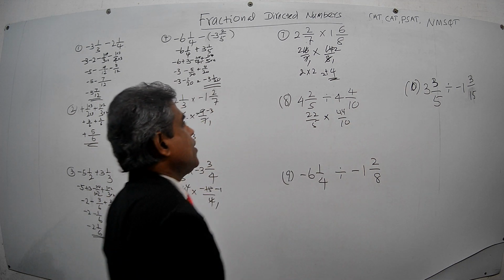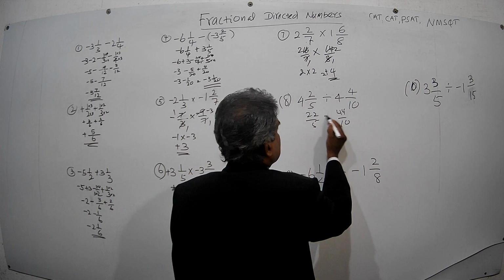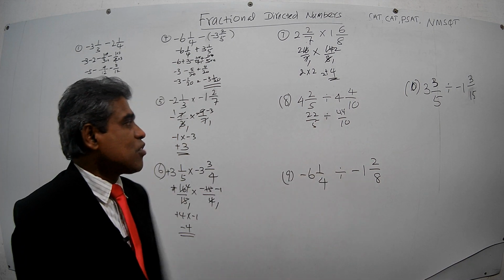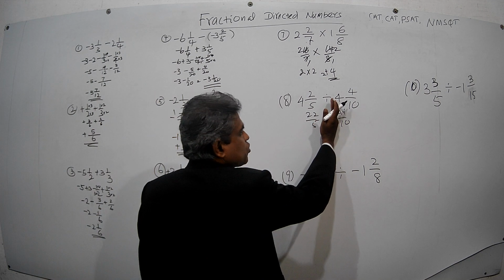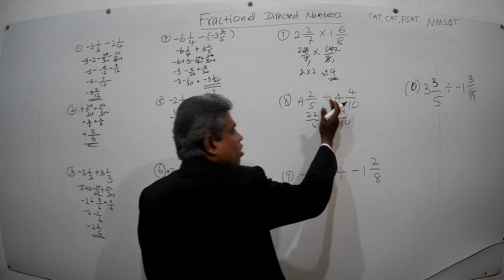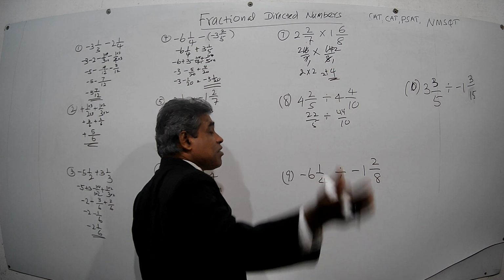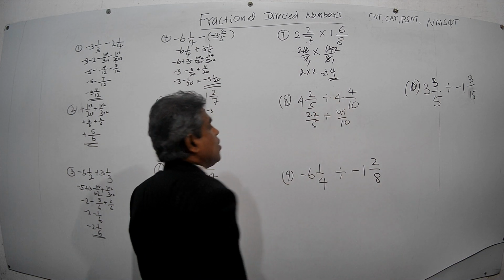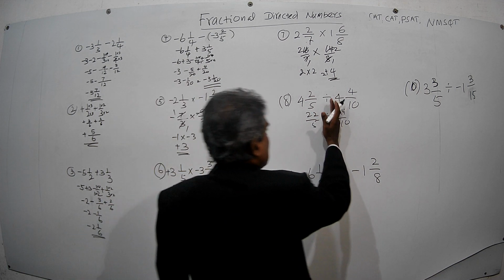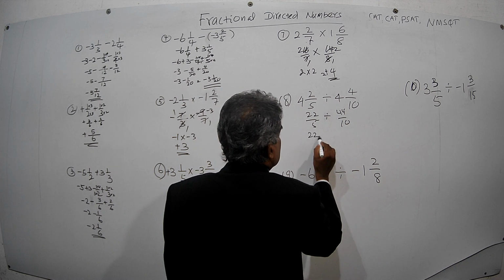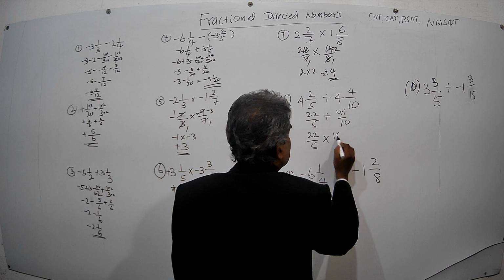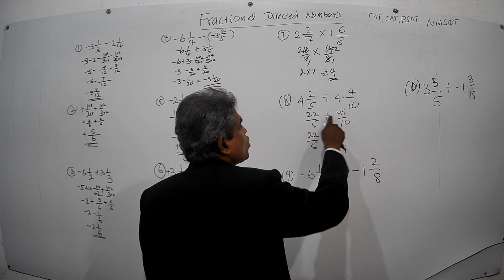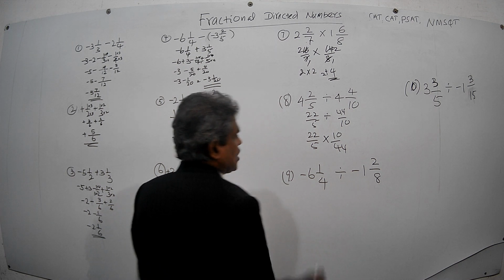Right, now it is division. Now you have to convert this division into multiplication. To convert division into multiplication, you turn the fraction after the division sign upside down. Turn this upside down, right? Then 22 over 5 times 10 over 44. I turned the fraction after the division sign upside down to convert this division into multiplication. That's what I did in this step.